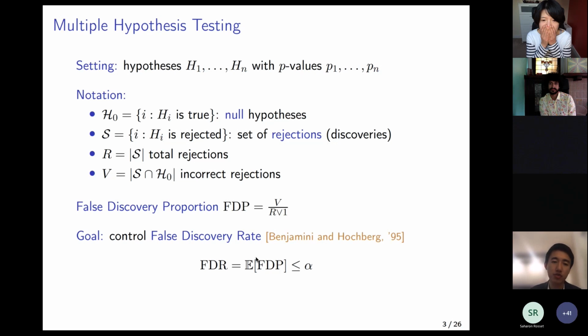And then our goal is to control the false discovery rate, which is defined as the expectation. So our goal is to control this FDR at level, say, alpha, say 5%.